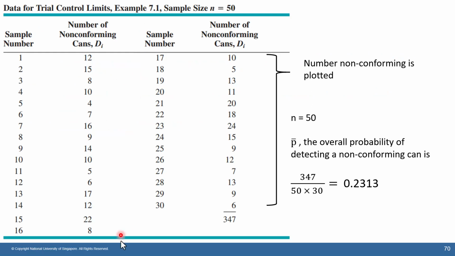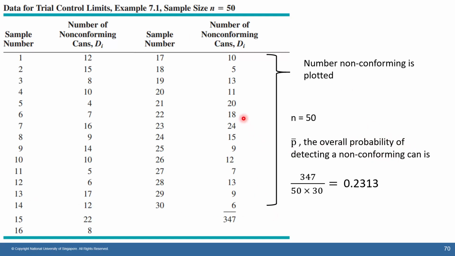So this is the data. You see that they collected 30 samples, and each time round they collected 50 cans. For the first one, they found that there are 12 non-conforming cans out of the 50. For the second one, they detected 15 out of 50 non-conforming. So these are all the results. When you plot, you are plotting the number of cans, and to calculate p bar, this is the overall probability of detecting a non-conforming can over the entire run.